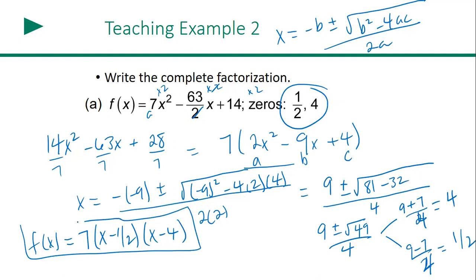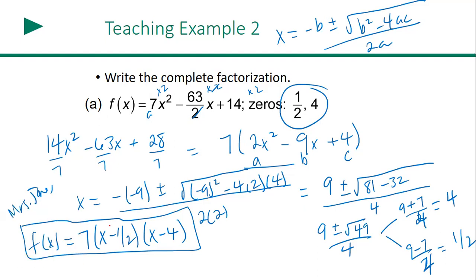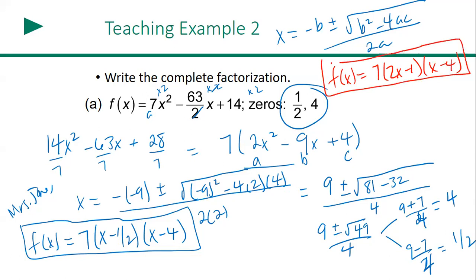Now, this is acceptable for me. However, Pearson doesn't like that format. Pearson does not like fractions as your factors. So what you're going to have to put in on your homework is that the denominator of the fraction is actually the coefficient of your x. So what it looks like is f of x equals 7 times 2x minus 1 times x minus 4. Okay, that's what Pearson is going to want.